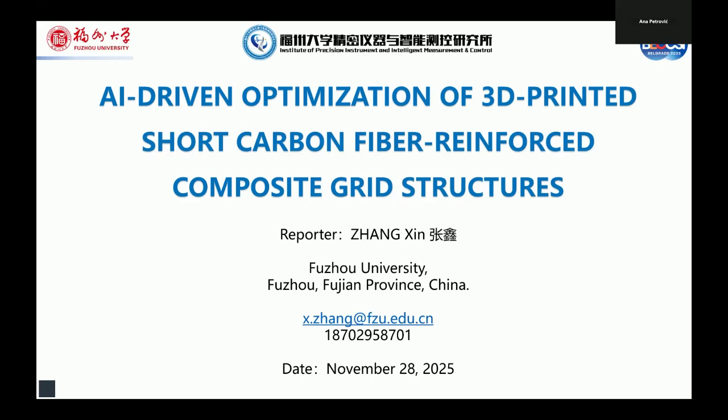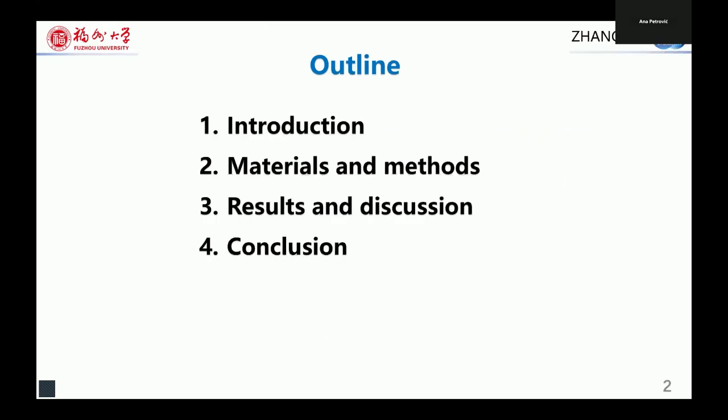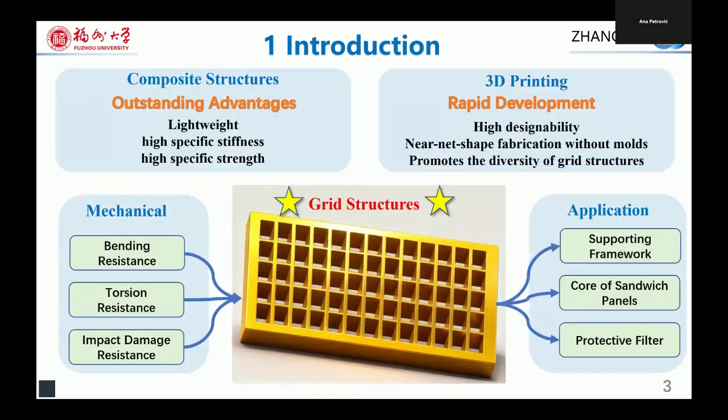Today, my topic is AI-driven optimization of 3D printed short carbon fiber reinforced composite grid structures. Today's topic will include 4 parts. First of all, let's start with the introduction.